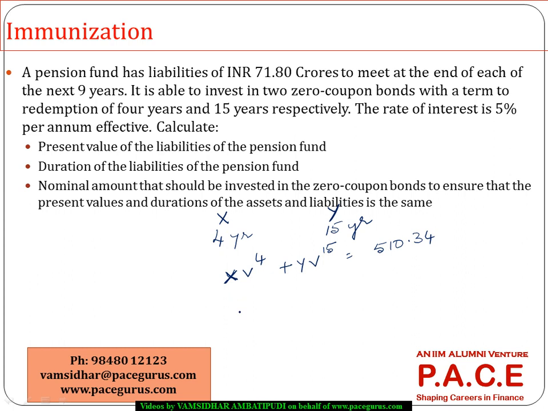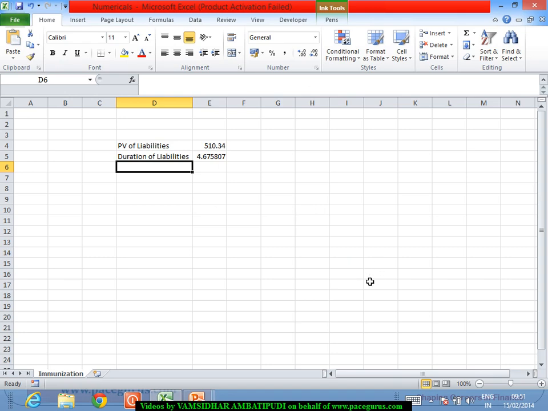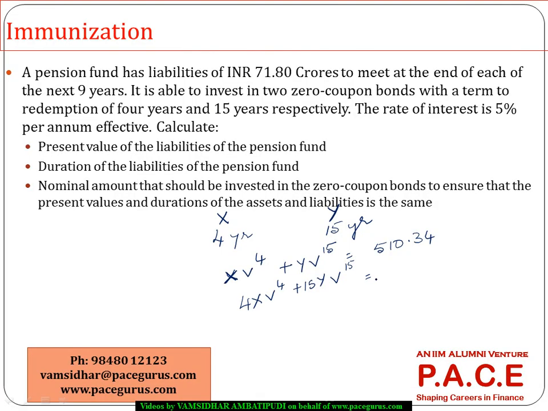The duration of the asset, if I say 4x v^4 plus 15y v^15, this is the duration of the liabilities. Sorry, this is the duration of the assets. The duration of the asset should be equal to the duration of the liabilities.